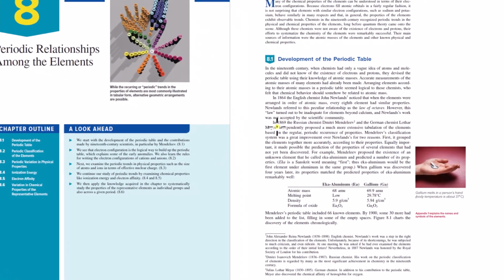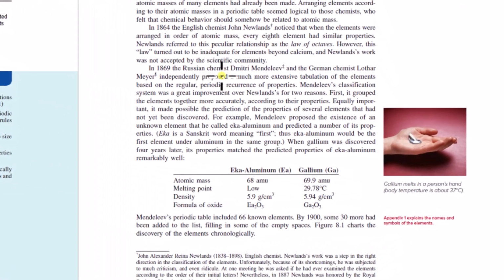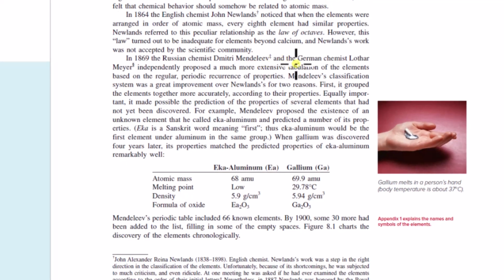Okay, so it says, in 1869, the Russian chemist Dmitry Mendeleev and the German chemist Lothar Meyer independently proposed a much more extensive tabulation of the elements based on the regular periodic recurrence of properties. Mendeleev's classification system was a great improvement over Newland's for two reasons. First, it grouped the elements together more accurately according to their properties. Equally important, it made possible the prediction of the properties of several elements that had not yet been discovered.